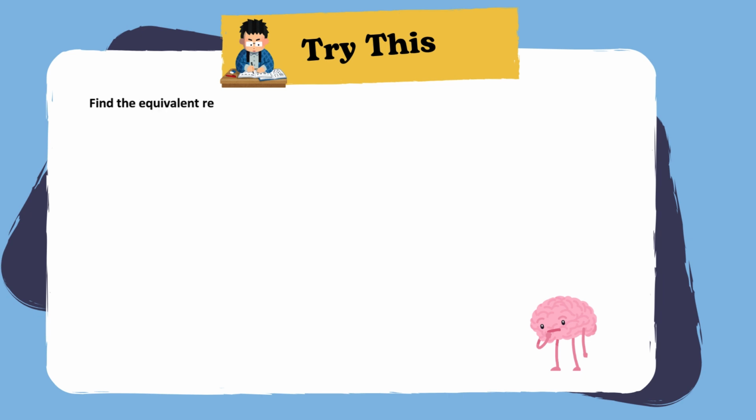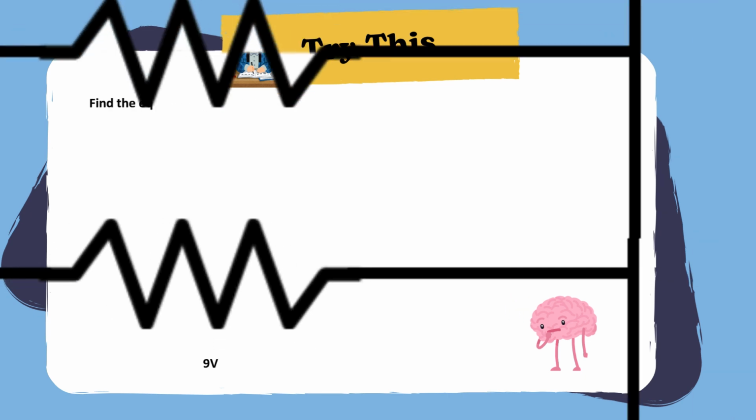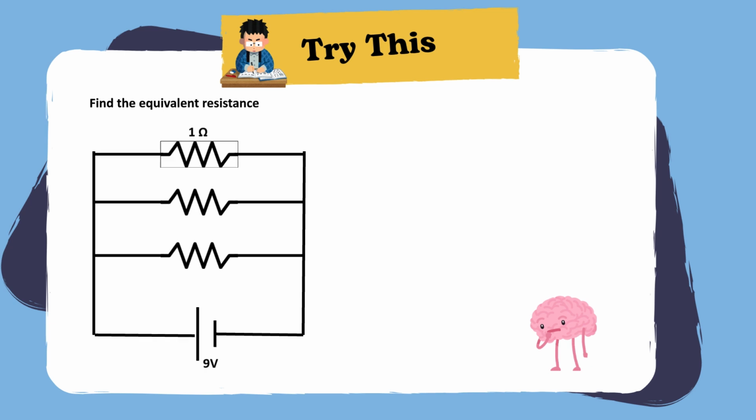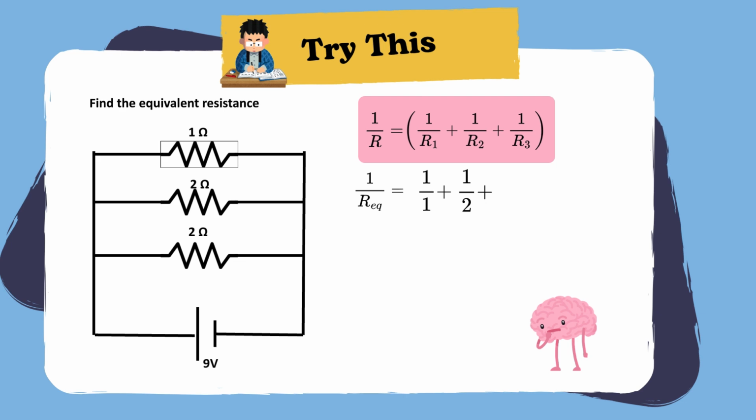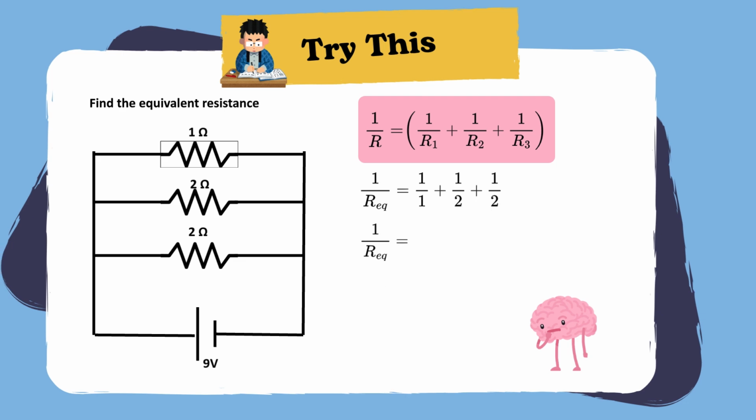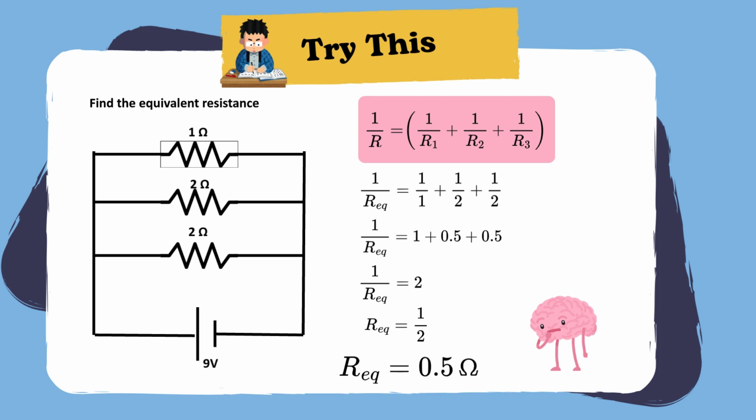Let's solve an example to find the equivalent resistance of resistors in parallel. We are given three resistors, 1 ohm, 2 ohms, and another 2 ohms, all connected in parallel. The formula for resistors in parallel is 1 by R equals 1 by R1, plus 1 by R2, plus 1 by R3. Substituting the values, 1 by R equals 1 by 1, plus 1 by 2, plus 1 by 2. That gives 1 plus 0.5 plus 0.5. So, 1 by R equals 2, which means R equals 1 by 2, which is equal to 0.5 ohms. Therefore, the equivalent resistance is 0.5 ohms.